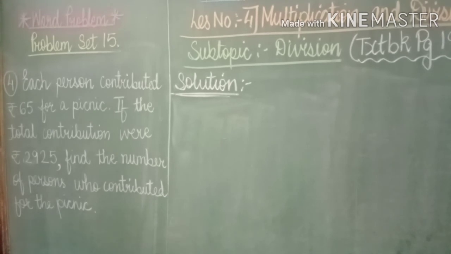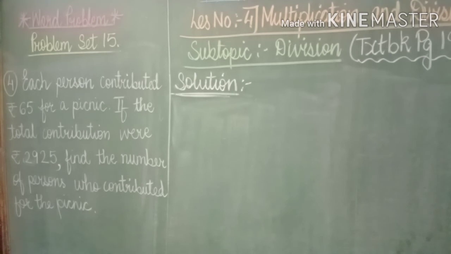What have they given? They have given that each person contributed rupees 65 for a picnic. If the total contribution were rupees 2,925, find the number of persons who contributed for the picnic. Now they have given us rupees 2,925 and we have to divide it by rupees 65. So let's find out the solution.